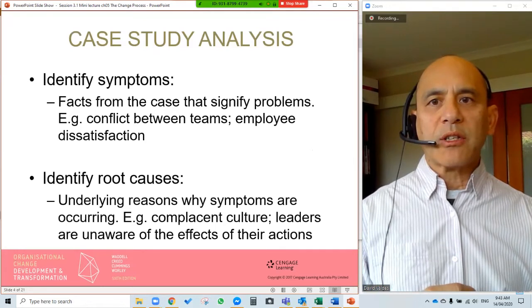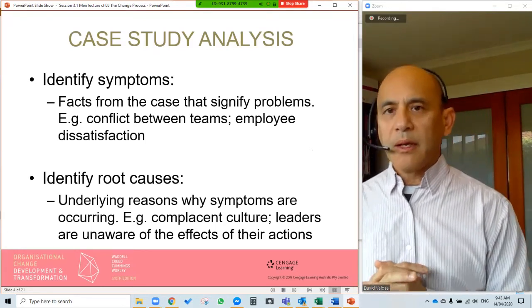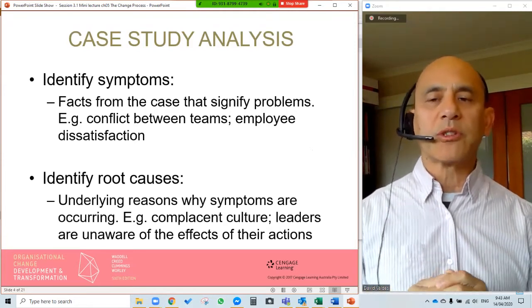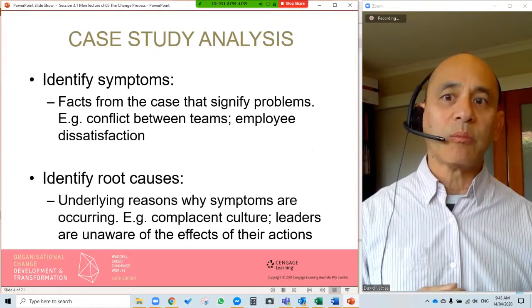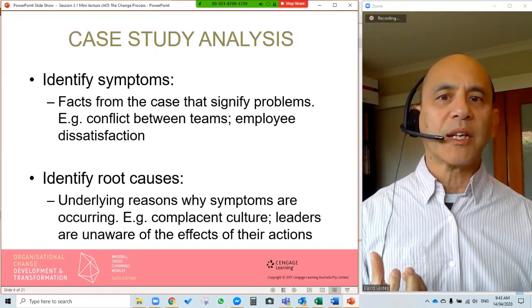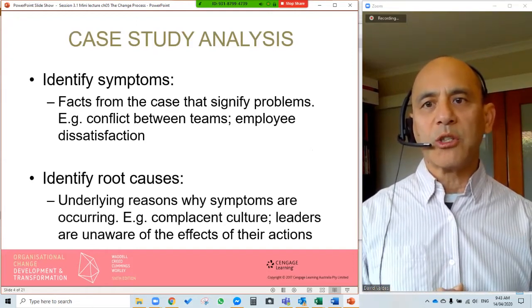So when you are doing your case study, and by now you should have been assigned a case study, have a read on it. One of the first things you need to do is start to identify what we call symptoms. What are symptoms? Symptoms are facts from the case that signify that there is a big problem within the organization.